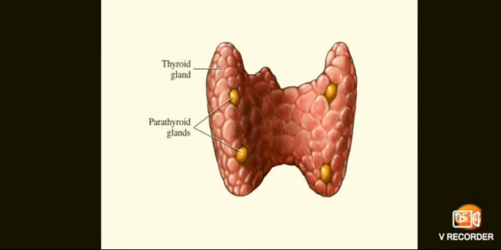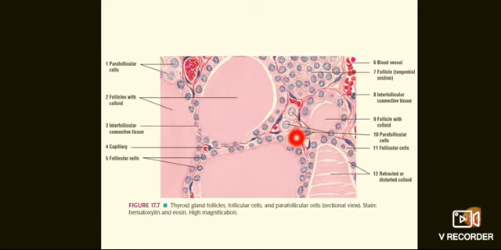In this picture, the parafollicular cells are clearly visible, and this is a tangential section of the thyroid follicle which is having no lumen.